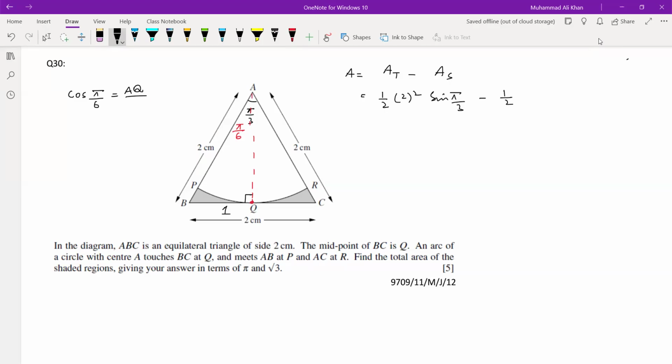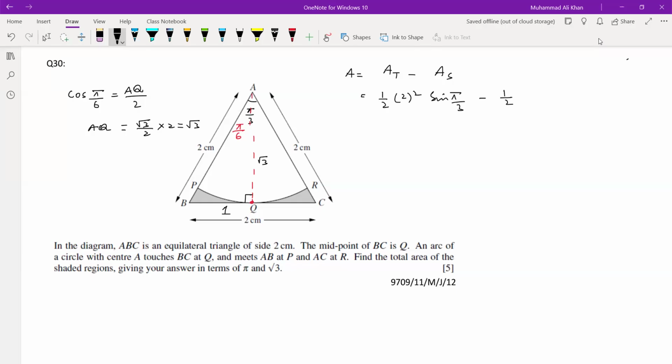Yes, we can do it by Pythagoras also. AQ divided by 2, I'm doing it like this. So what is AQ? What is cos pi by 6? Under root 3 by 2 is cos pi by 6. Multiply by 2. So AQ is under root 3. So the radius is under root 3.